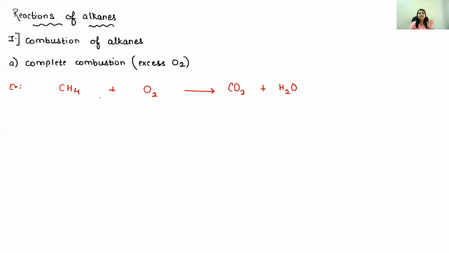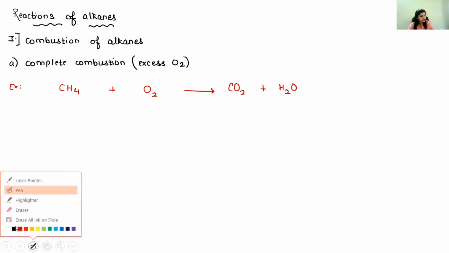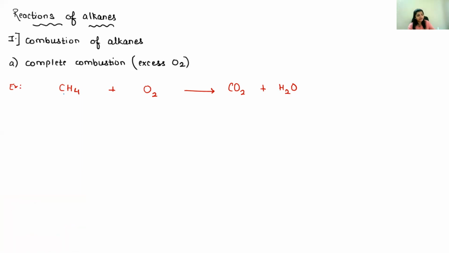For balancing, there will be a priority. We will first balance carbon, then hydrogen, and last oxygen. Carbon on the left-hand side is one atom, carbon on the right-hand side is one atom. Hydrogen, there are four on the left and two on the right, so we put a 2 to balance. And oxygen, 2 plus 2, which is 4, so this will be 2O2. So this is how my complete combustion is.